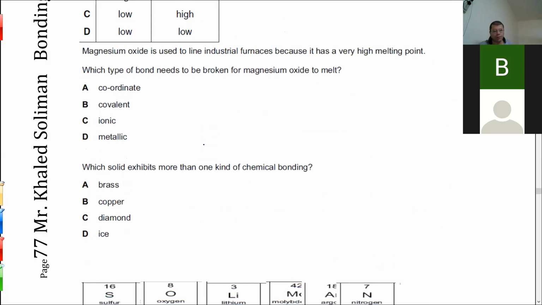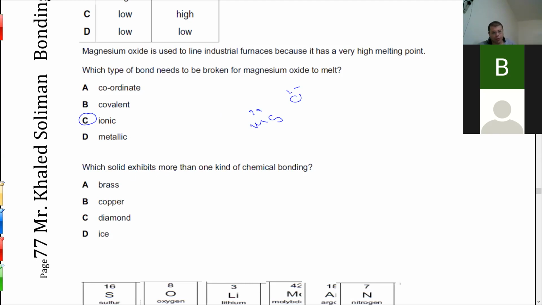Magnesium oxide is used to line the furnace because magnesium oxide has a very high melting point, as it is ionic with strong attraction force. What type of bond do we have in magnesium oxide? Magnesium is positive, oxide is negative. It is only ionic bond.